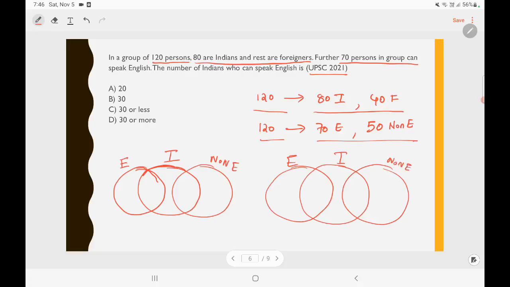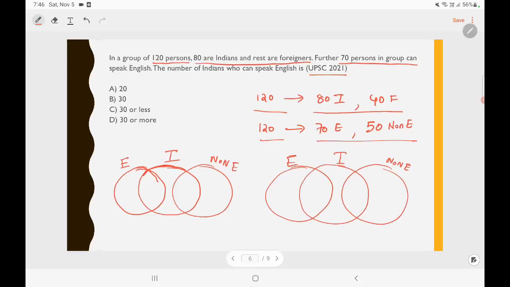Now you need to take 2 extremes. So the first extreme is that all the persons who can speak English are Indians. So this is the first assumption that you need to take. That is the first extreme. Here it is said that 70% in the group can speak English. Let us assume that all these are Indians. So all the 70% who can speak English are Indians. That means in the intersection of Indians and English, you need to write 70. So this is the intersection of Indians and English. So here you need to write 70.